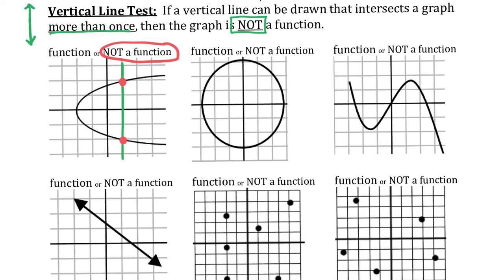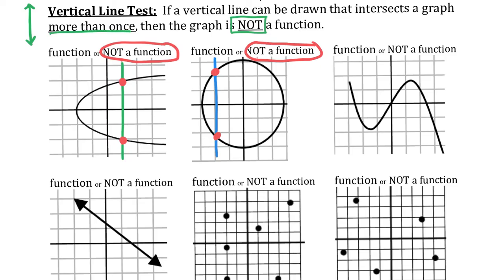Okay, so I'm going to go ahead and try the next one. The graph of this one is a circle. I'm going to draw a vertical line, and I want to try to see if I can make that same vertical line intersect the graph more than once with the same line. So let's see. For example, if I drew it here, that one vertical line intersects the graph once, twice, meaning this is not a function.